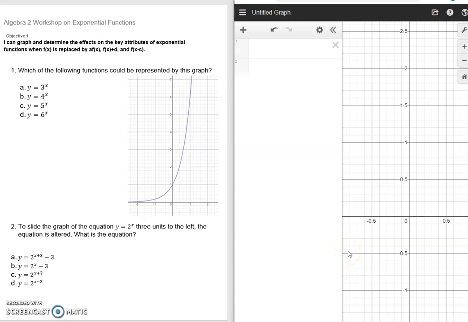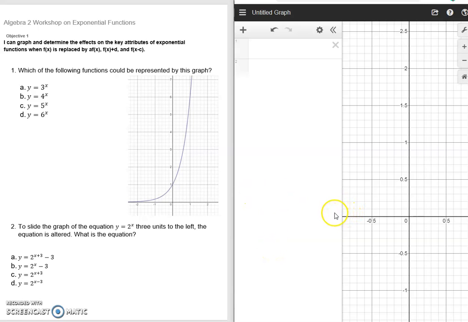Hello everyone! Today we're going to have a workshop on exponential functions. Objective number 1. I can graph and determine the effect on the key attributes of exponential functions when the function is replaced by all these transformations.